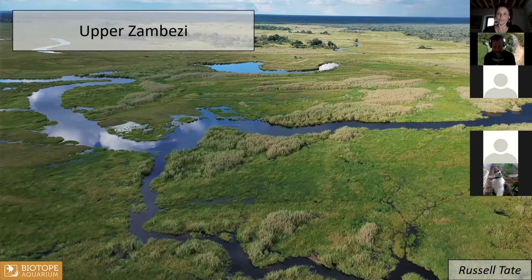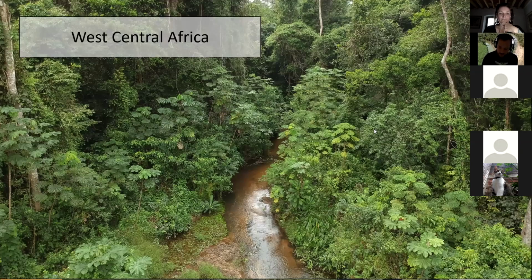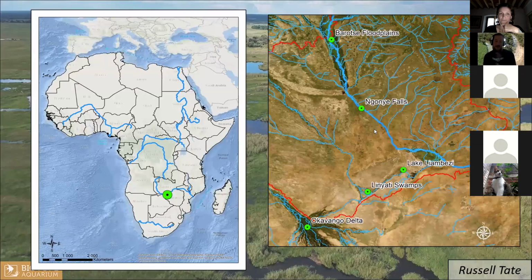Michael did give some brief background. The next presentation would be on Central and West Central Africa, and we'll get into the details of exactly where these regions are. But for now, we're going to start with the Upper Zambezi.